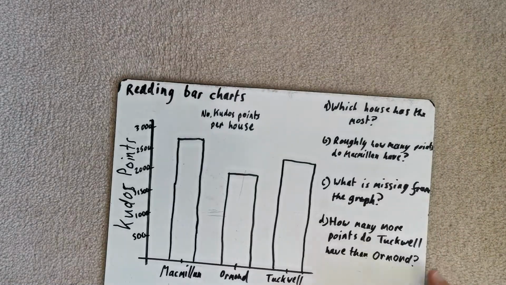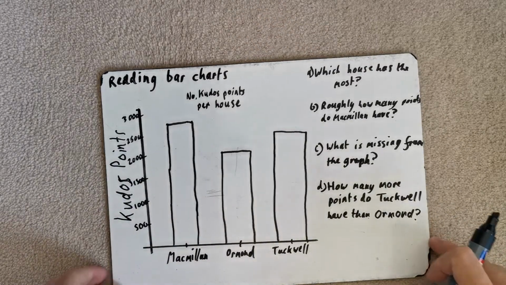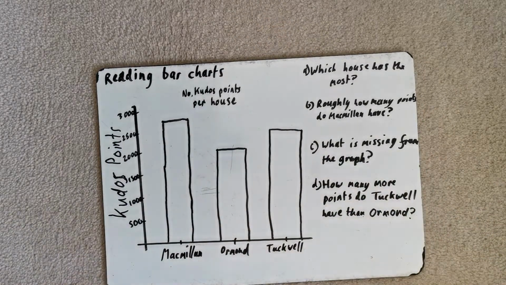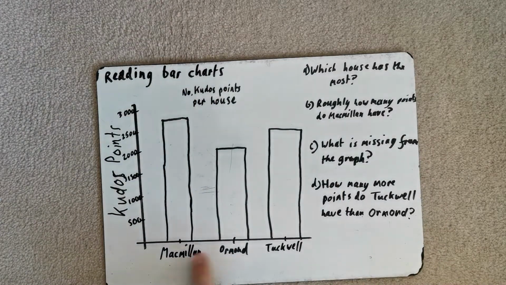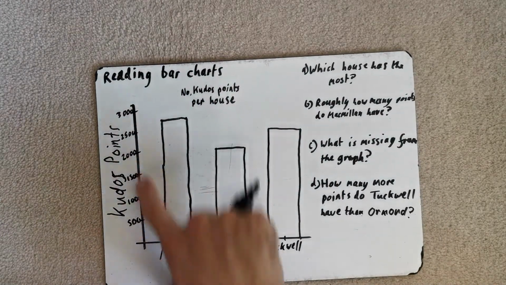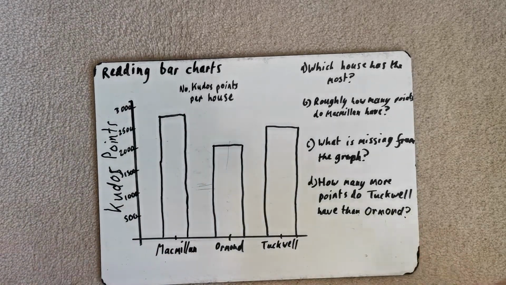So we've got a bar chart here. It's a little bit wonky. Apologies for that. I did freehand it a little bit. So let's see what this bar chart's all about. So got a little bit of a title, number of kudos points per house. We've got Macmillan, Dorman and Tuckwell, and we've got the number of kudos points up the side here. What's the first question to say? Which house has the most points?